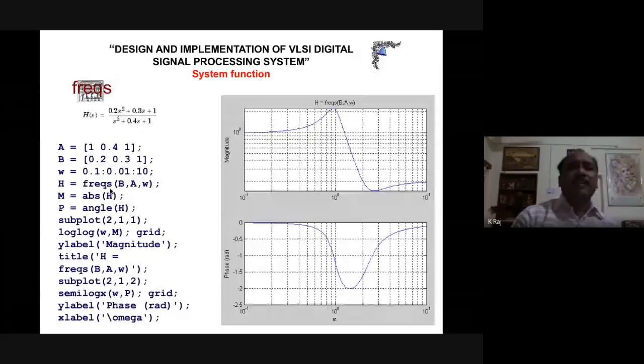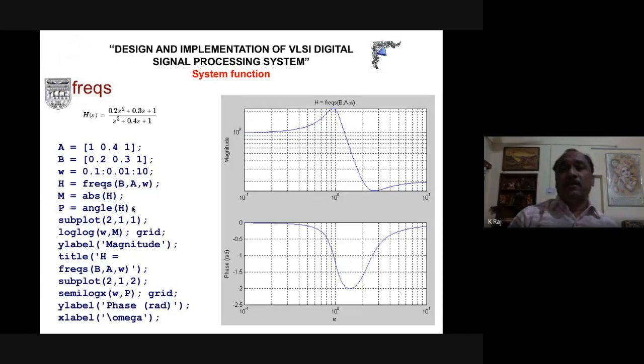So H is freqs of B, A, and W. These are the three parameters we have described here. And what is the magnitude? Magnitude is the absolute value of H. And what is the phase? That is the angle associated with H. So now we are interested in drawing the graph for the amplitude as well as for the phase, that is, the magnitude and the phase.